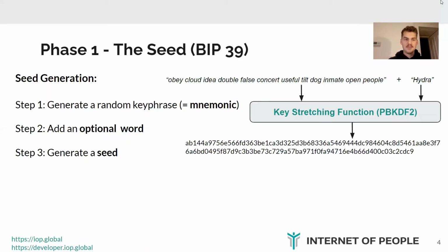The third step is to feed the key phrase and the salt, or this optional word, into the key stretching function. This key stretching function is actually a secure hashing algorithm and produces a 512-bit output. This output is your master seed. You can see by the large number of bits included here that it becomes really difficult, actually infeasible, to find somebody's vault by accident.